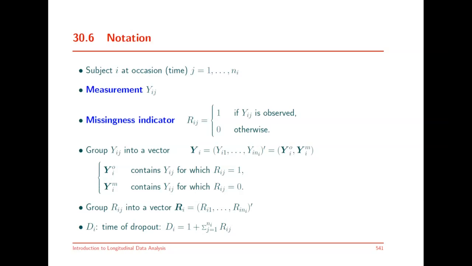So for every planned measurement Yij, the measurement for patient i at time point j, we have an indicator R, which is 1 if the measurement is taken and 0 otherwise. Of course, if you have dropout, you don't need an indicator for each and every measurement. You just count the number of measurements that you have.